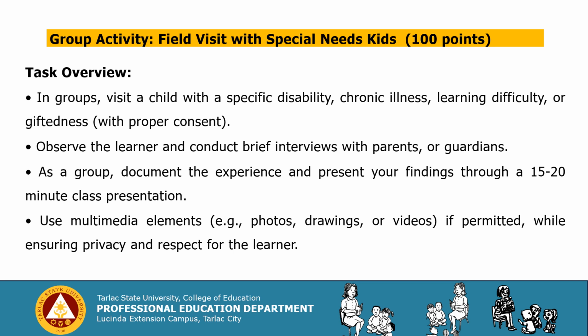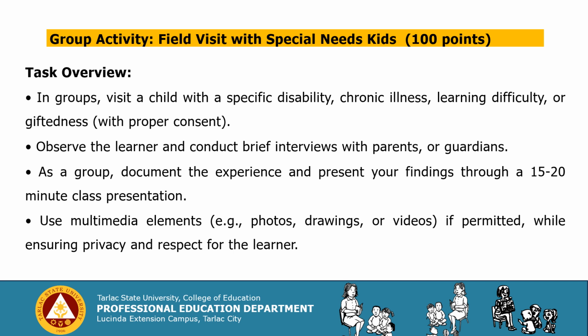It's activity time. This is a group activity. It's a field visit with special needs kids. This is 100 points. Task overview: in groups, visit a child with a specific disability, chronic illness, learning difficulty, or giftedness with proper consent. Observe the learner and conduct brief interviews with parents or guardians.